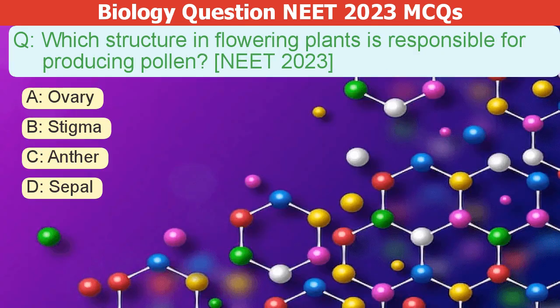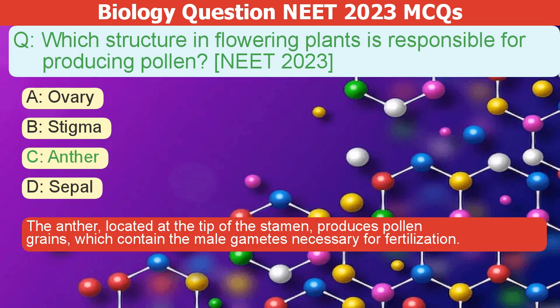Which structure in flowering plants is responsible for producing pollen? NEET 2023. A. Ovary. B. Stigma. C. Anther. D. Sepal. The correct answer is C. The anther, located at the tip of the stamen, produces pollen grains, which contain the male gametes necessary for fertilization.